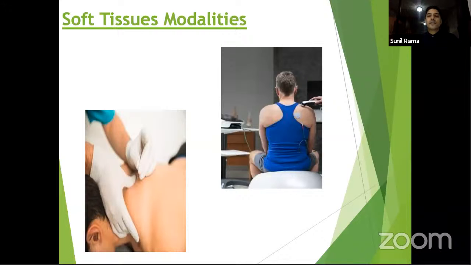Now, the image to the right shows an electromodality. We usually use this to relax the muscle a bit more and to enhance the entire spinal adjustment and the dry needling protocol.